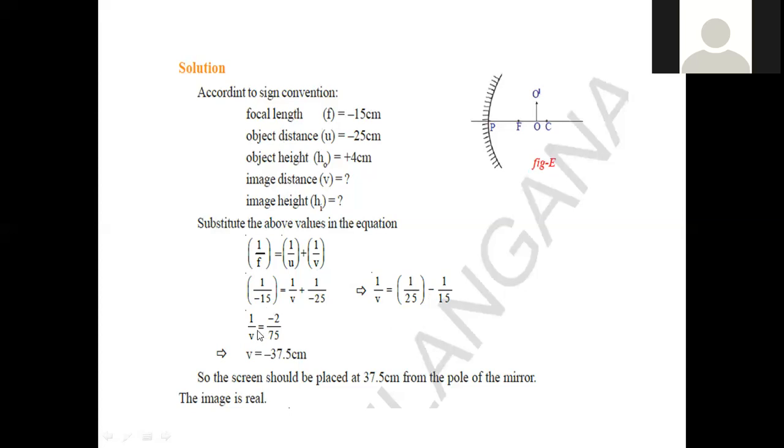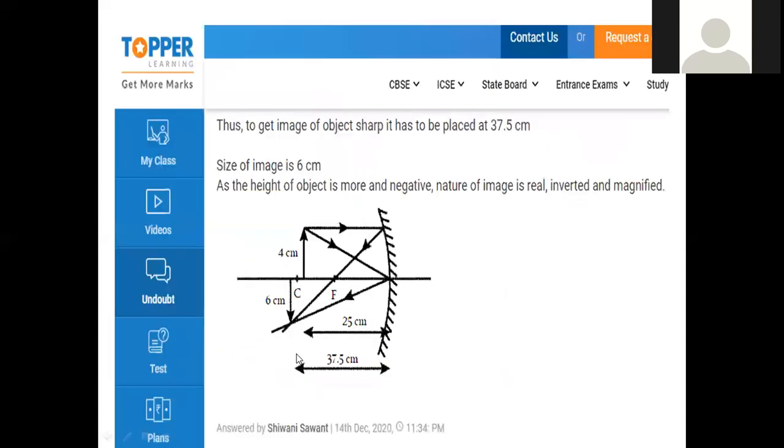Let us take the LCM, and it will be converted into 1 by v is equal to minus 2 by 75. Then the v value, after doing the calculation, v is equal to minus 37.5. What is v? v is nothing but the image distance from the pole. That will be minus 37.5. That is provided in Toppers Learning as 37.5 distance, right?